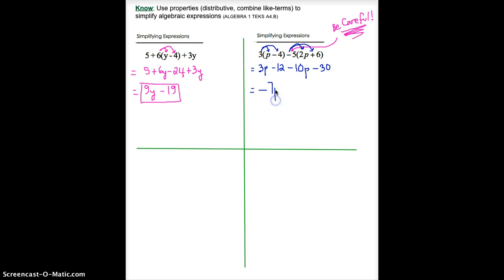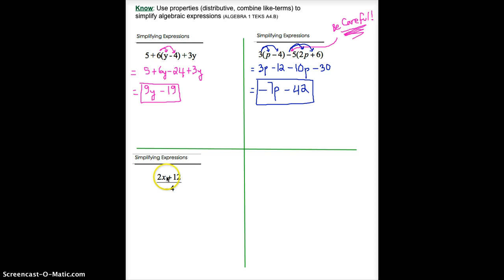Okay, my negative sign is a little too long, but oh well. Negative 7p, and then you have a negative 12 and a negative 30 here. That will also give you a negative number, which is 42. Now if you look at these two terms, they are not like terms, so we cannot simplify them. So therefore, this is your final answer.